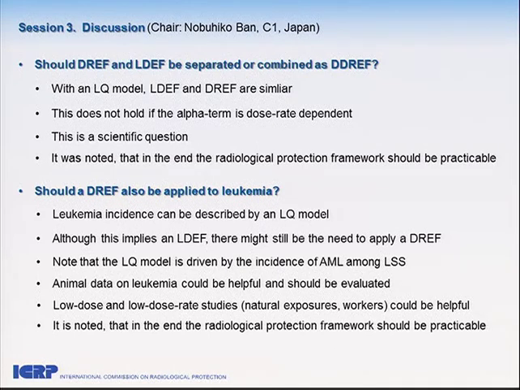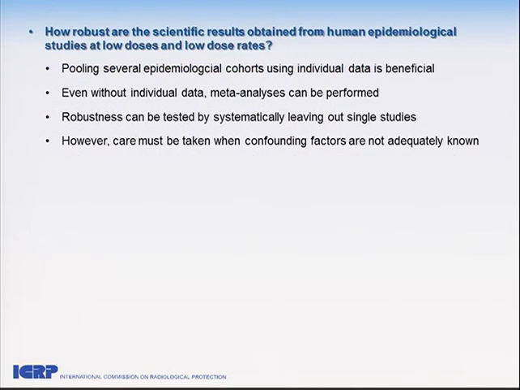The second question which was discussed: should a DDREF also be applied to leukemia? As you might know, ICRP does not recommend applying a DDREF of 2 to leukemia because it was felt that the linear quadratic dose response used already includes implicitly the low dose or low dose rate effect. But from the discussions of the workshop, it turned out that maybe one should nevertheless have a look at dose rate effects for leukemia as well.